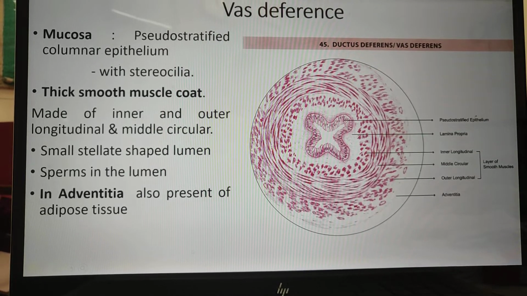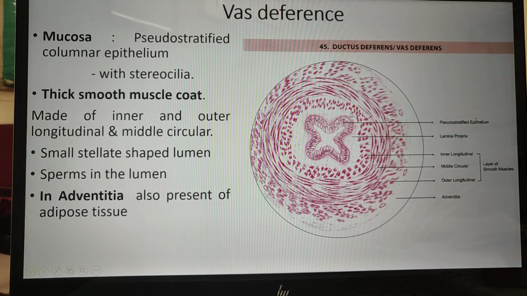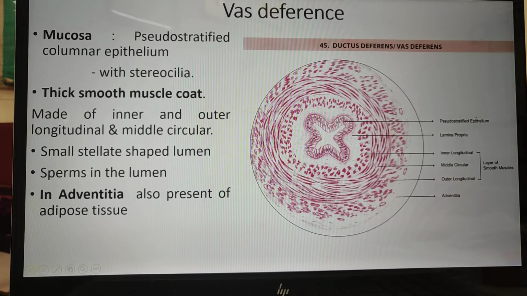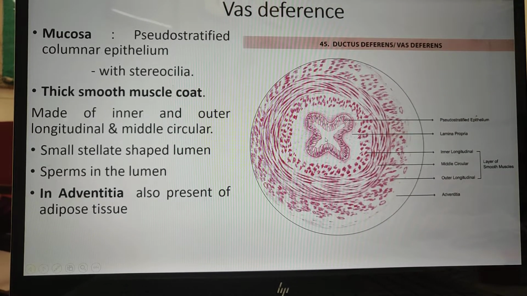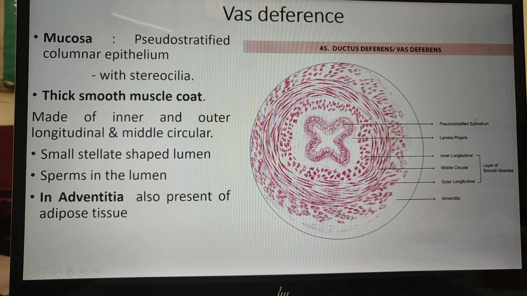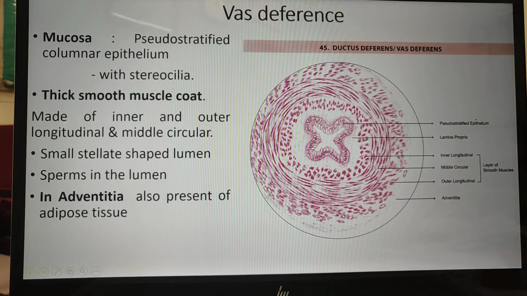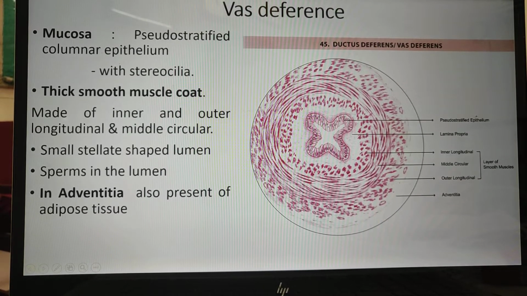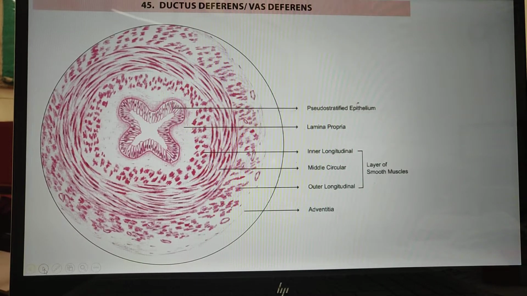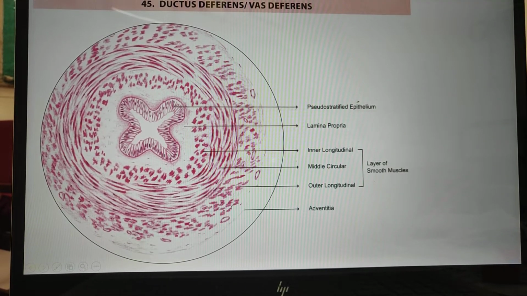Here you can see the star-shaped lumen. There is a stellate-shaped lumen, and sperm inside the lumen can also be seen. Inside the adventitia there is a presence of adipose tissue. So this is the slide of the vas deferens. Here you can see the enlarged view.